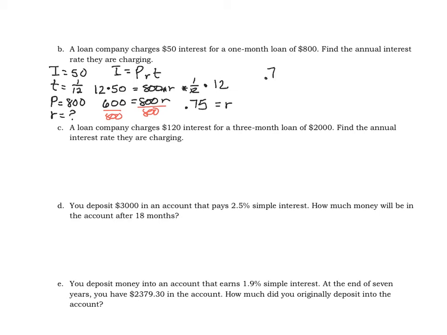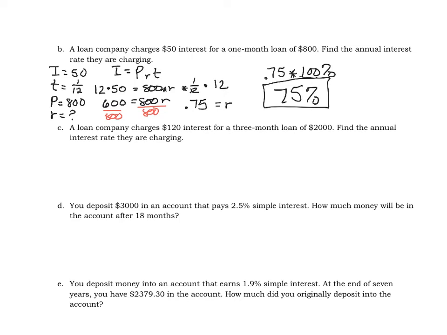We need to find the percent. So we multiply by 100%. Anytime you need to change a fraction or a decimal to a percent, you can multiply by 100%. So they are charging you 75% interest.